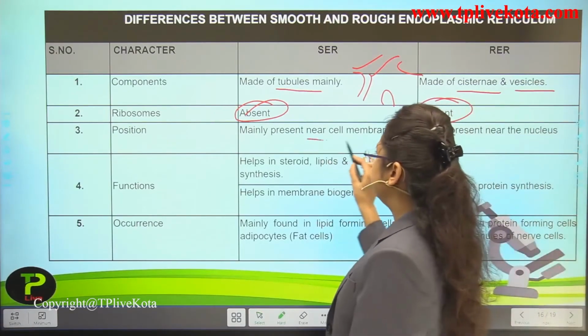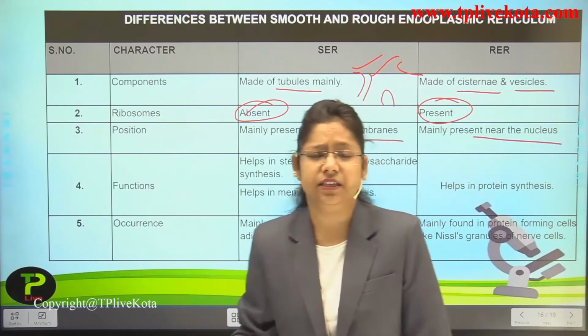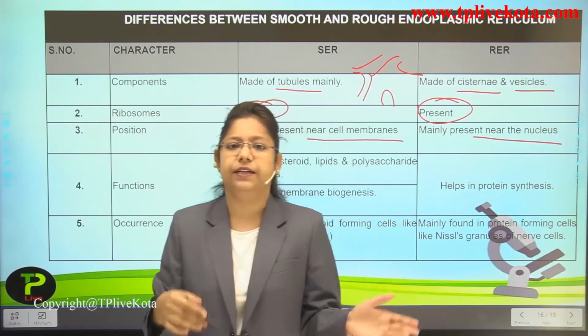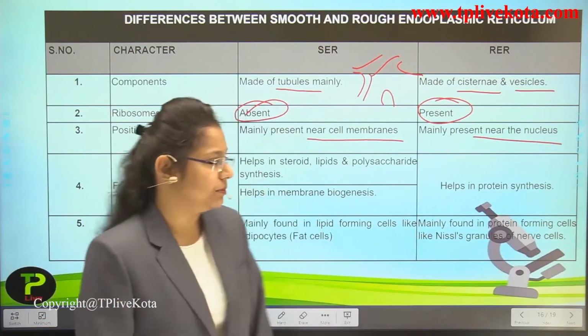Position: the SER is near the cell membrane, and the RER, you have seen, is near the nucleus. Why is it near the nucleus? Because the nuclear membrane itself protrudes and forms the endoplasmic reticulum, the rough endoplasmic reticulum.